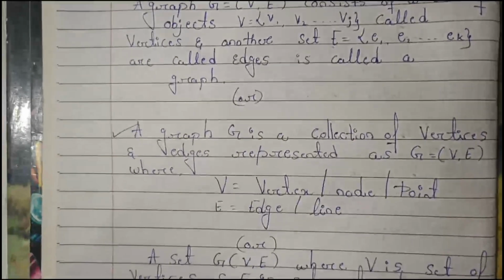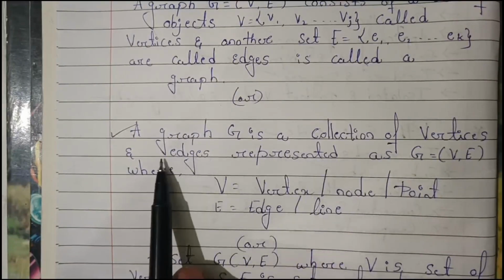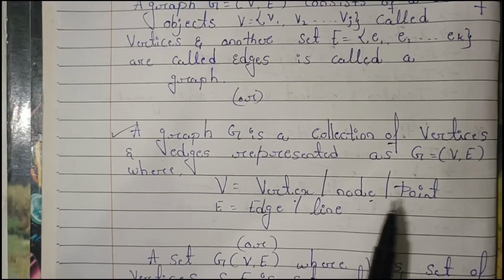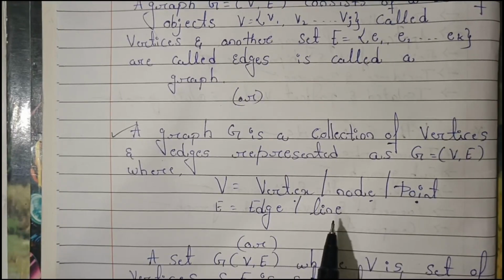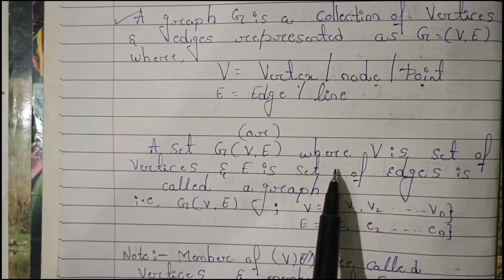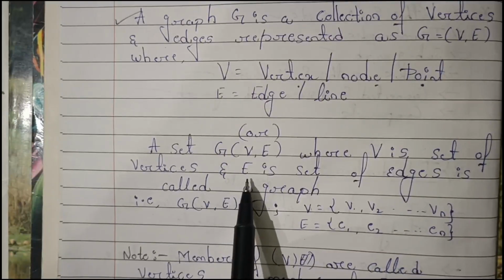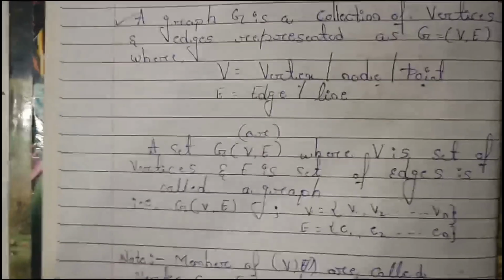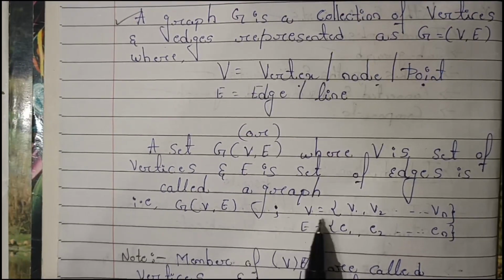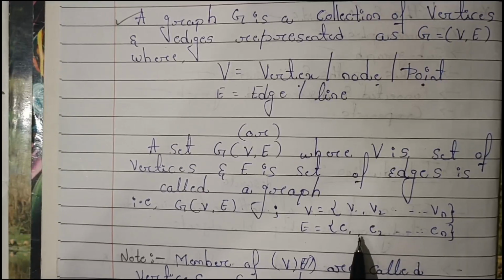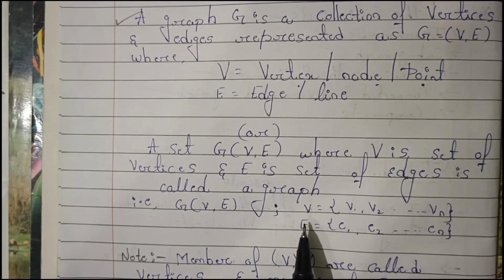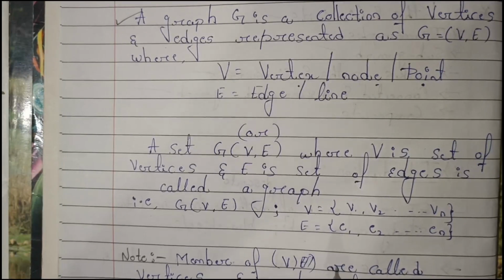The second definition: a graph G is a collection of vertices and edges represented as G = (V, E), where V is a vertex or node or a point, and E is the edge or a line. The third definition: a set G = (V, E), where V is the set of vertices and E is the set of edges, is called a graph. That is G = (V, E), V = V1, V2 up to Vn, E = E1, E2 up to En. The meaning of all three definitions is the same.